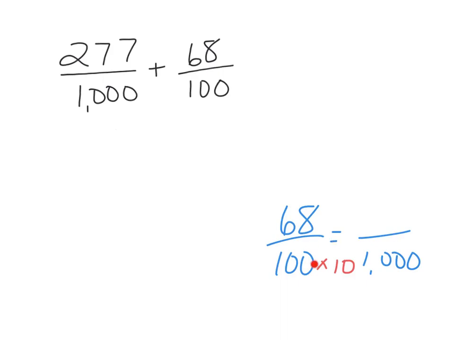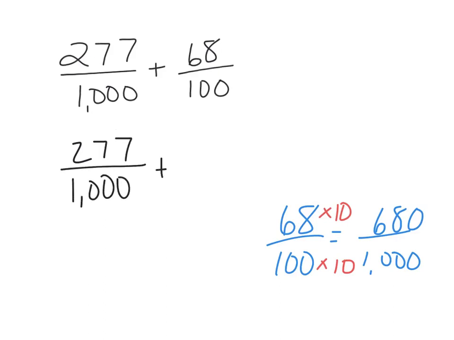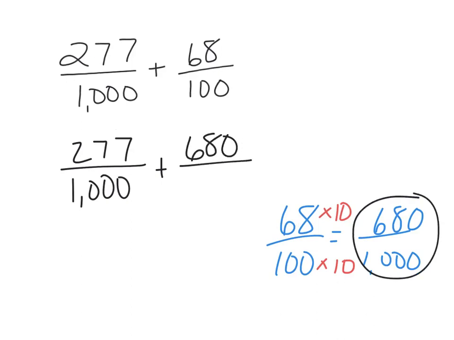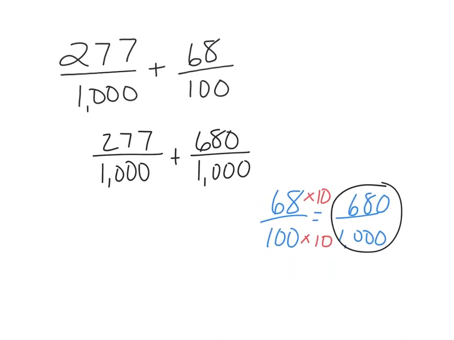If I multiply the denominator by 10, I have to multiply the numerator by 10 in order to make them equivalent, and that would give me a new numerator of 680. So all I'm doing is taking these equivalent fractions. I'm going to take the one with 1,000 and plug it in here so I can add these two together. So now I can take my 277 over 1,000 and add my equivalent fraction, 680 over 1,000, and I can add those together.